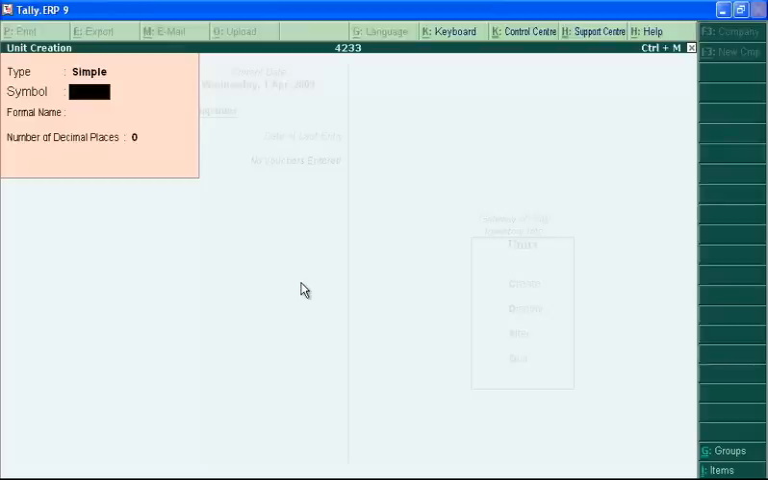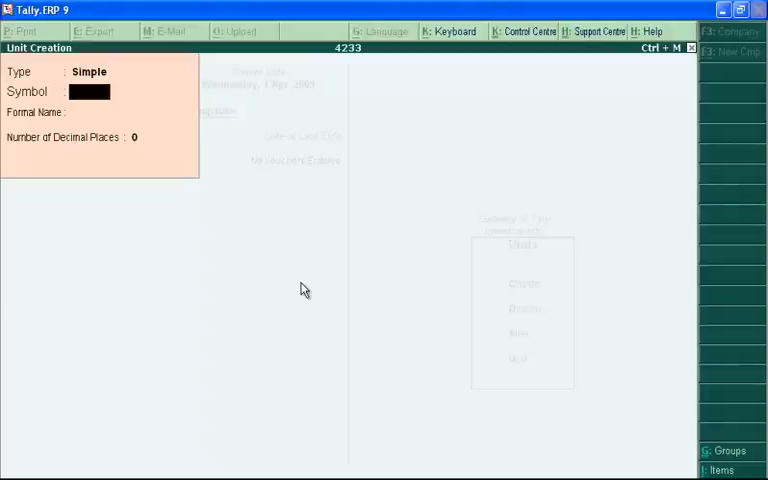Now we will create other units of measurement like barrel. Barrel is a unit of measuring crude oil and other petroleum products. It is also a unit of volume, and 100 to 200 liters, an oil drum, become 1 barrel. Its symbol is BBL, barrel. Accept it.